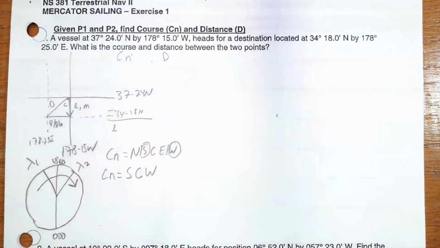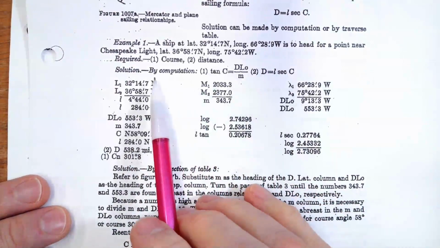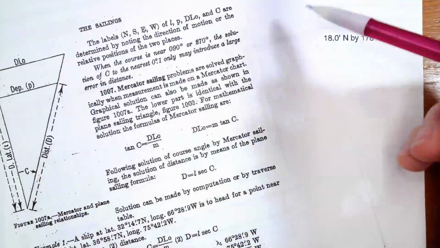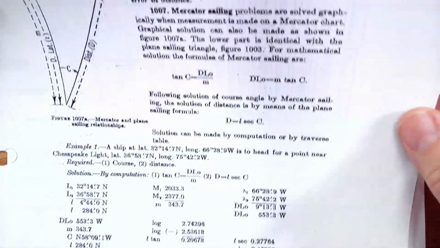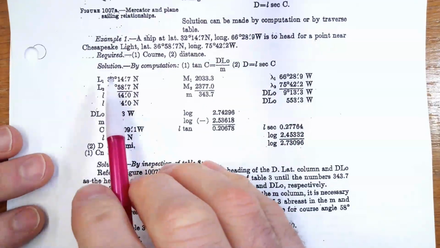So I'm trying to find course and distance. So I go here, and here is my first example. It's on page 585 of Bowditch. Okay, and this is Bowditch 2, 1981. This is the one that's used in the exam room for U.S. Coast Guard licenses for deck.